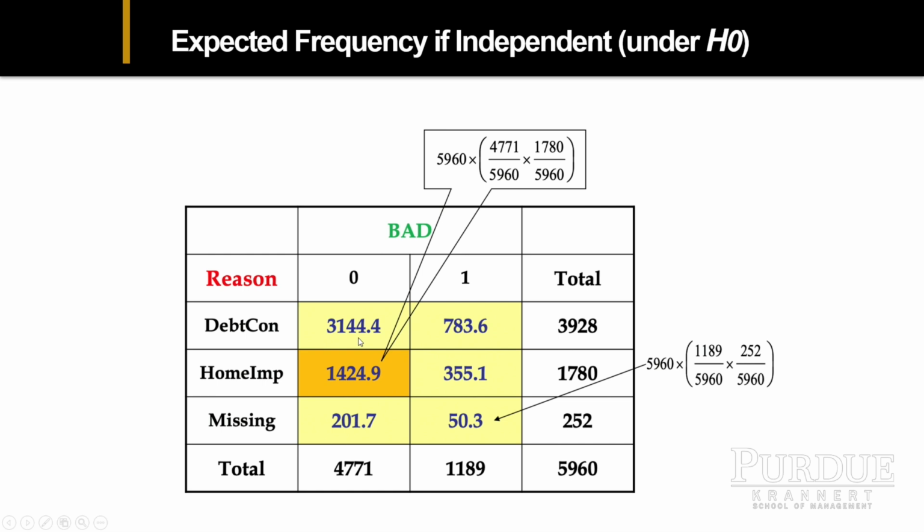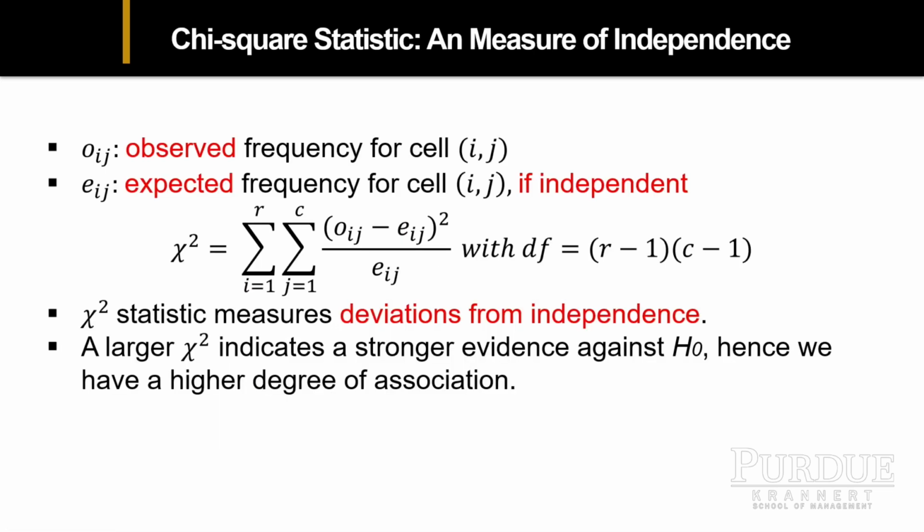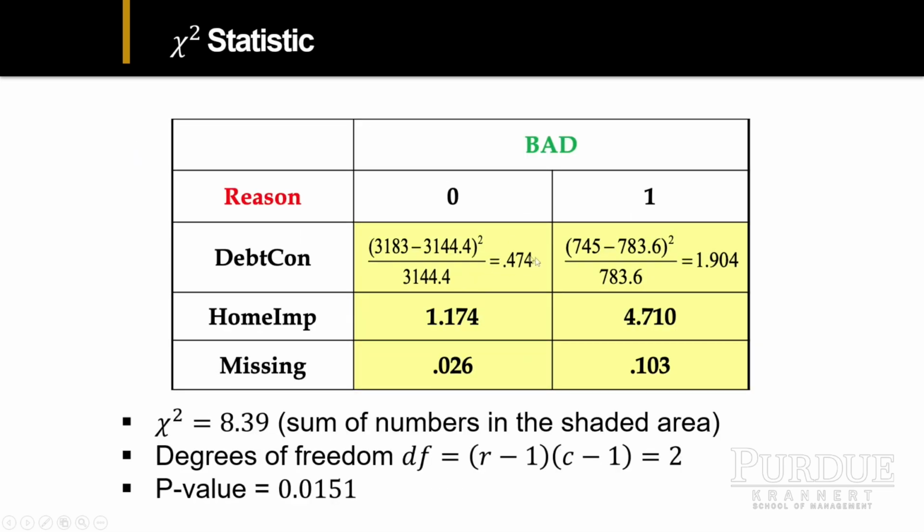Similarly, we can calculate the values for all the 6 entries. That's the expected frequency. After you calculate the expected frequency, you just plug into the chi-square formula. We get the values: the chi-square contribution for the first entry, second entry, third, fourth, and so forth. Summing all these 6 cells, we get the final chi-square equal to 8.39. The degrees of freedom is number of rows minus 1, which is 2, times number of columns minus 1, which is 1, so the total is 2. If you check the chi-square table, you get the p-value of 0.0151.